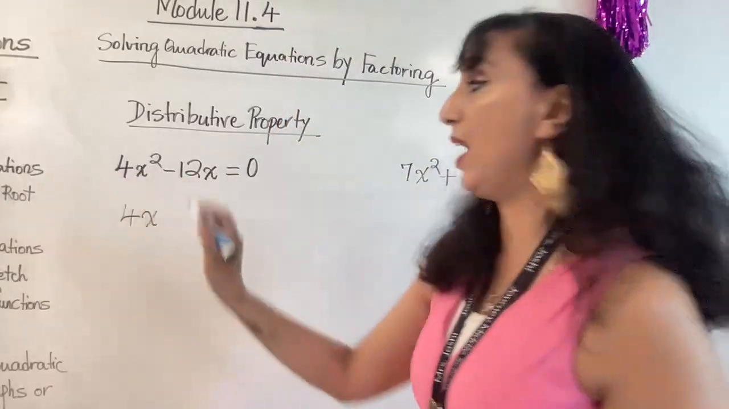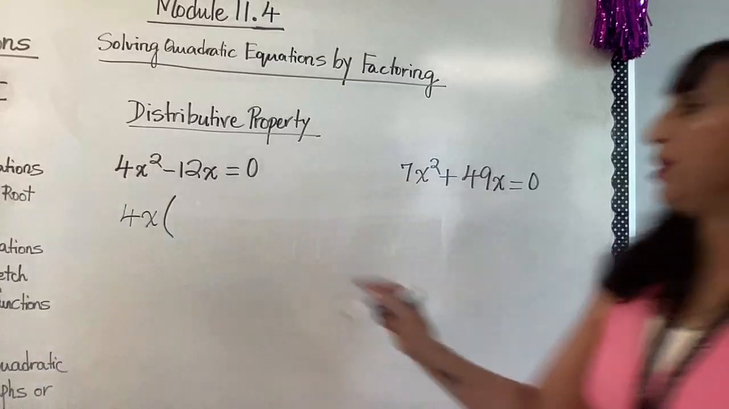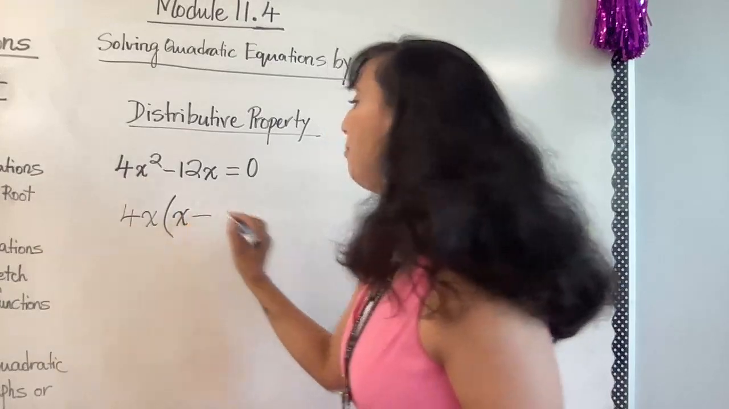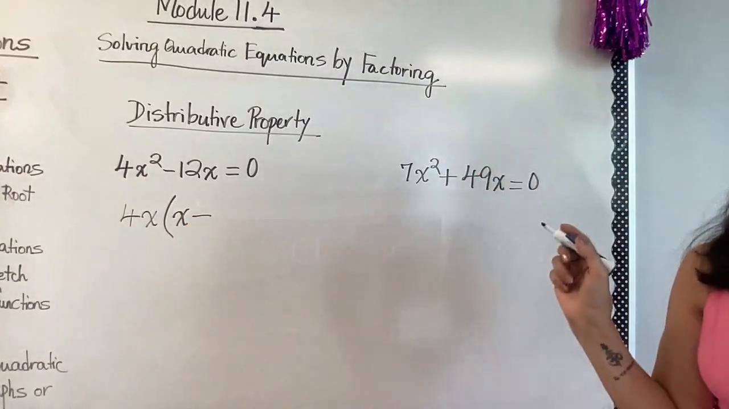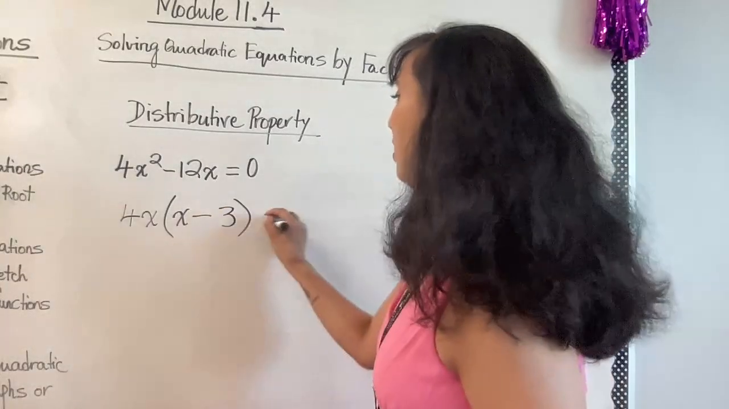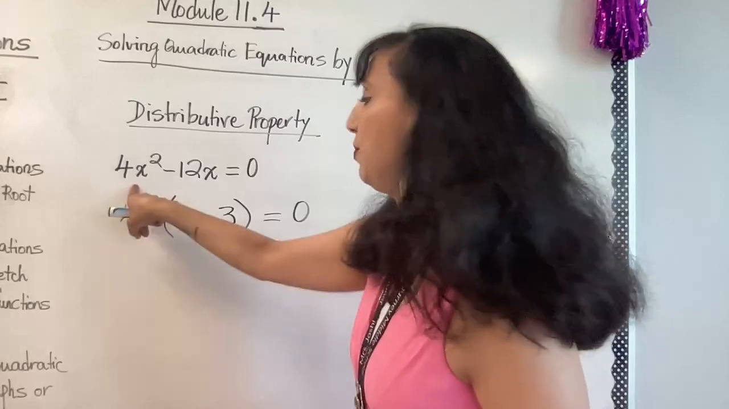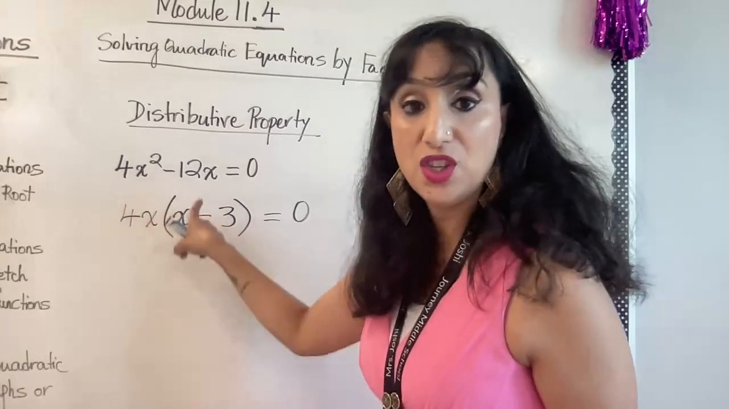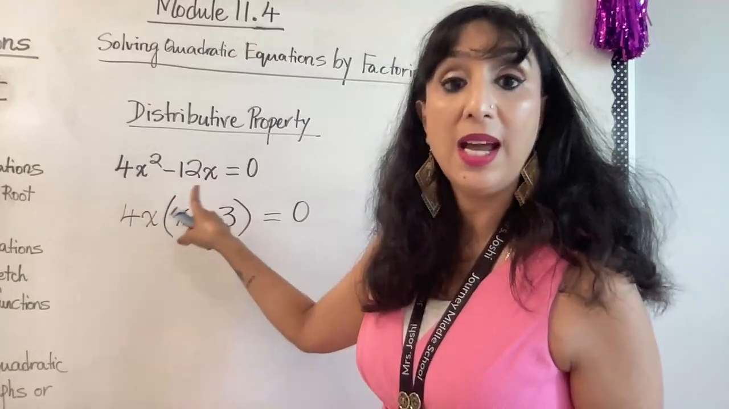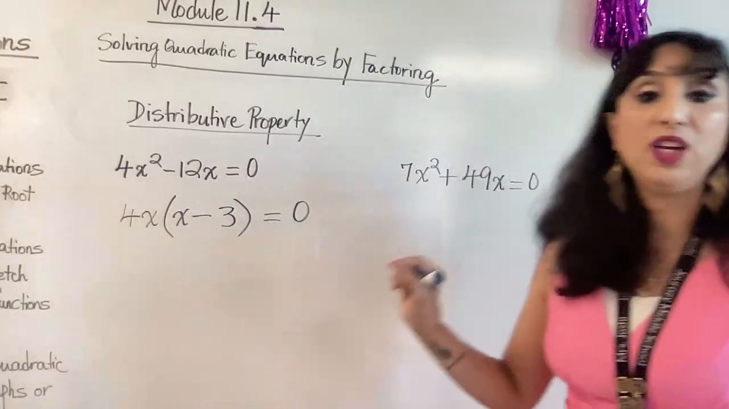I can take that out. And then what am I left with? If 4x is gone, I only have 1x left. And then I have minus, and if I have 4x out, I only have 3, because 3 times 4 gives me 12x. So look, 4x times x gives me 4x squared, because I'm doing the distributive property. And then 4x times negative 3 gives me negative 12x. So I have just factored it using the distributive property.